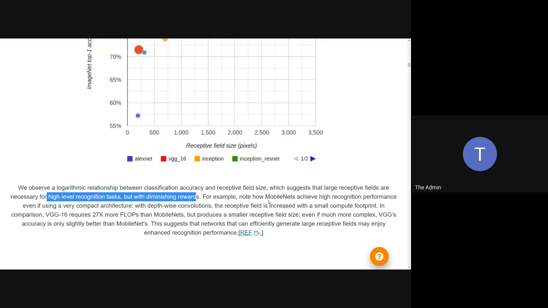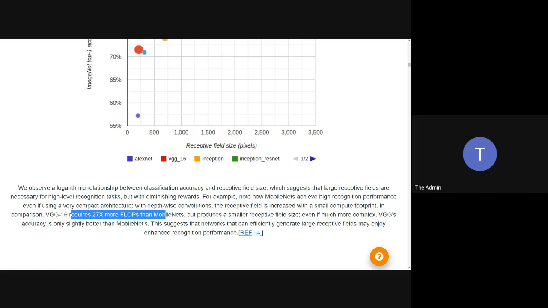MobileNet was a new network designed to work on mobile, so they were small and fast. It achieves high recognition performance even when using a very compact architecture. With depth-wise convolution, which we're going to cover today, the receptive field is increased with a small compute footprint. In comparison, VGG requires 27 times more FLOPs than MobileNet, but produces a smaller receptive field size, even though it is much more complex. VGG's accuracy is only slightly better than MobileNet. This suggests that networks that can efficiently generate a large receptive field may enjoy enhanced recognition performance.